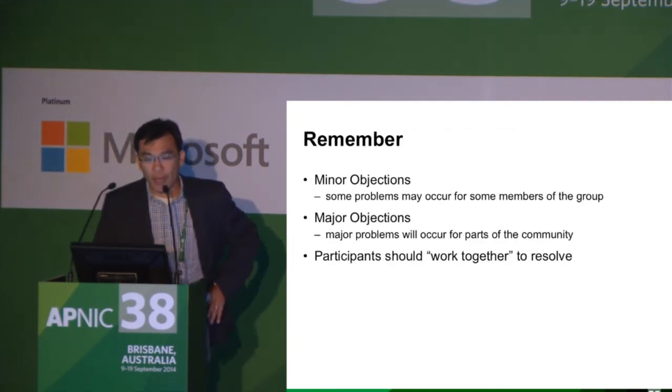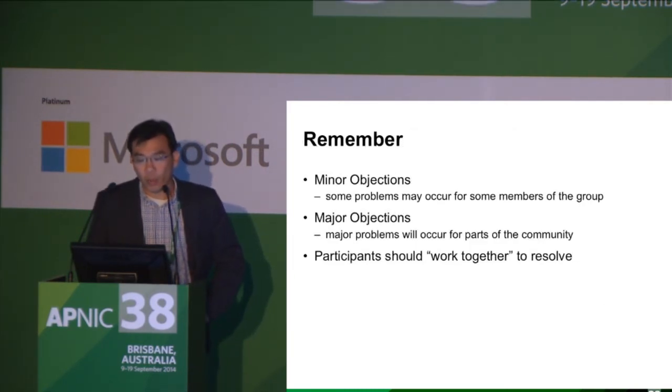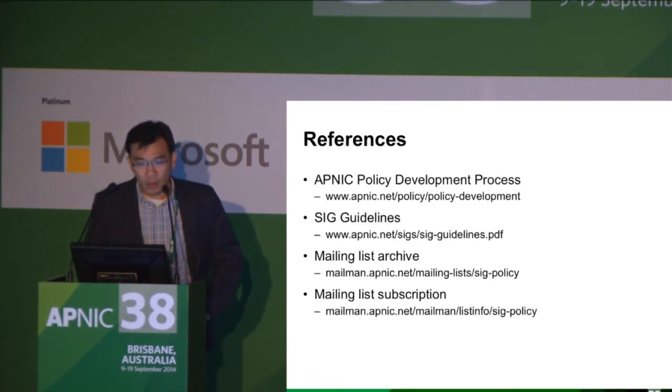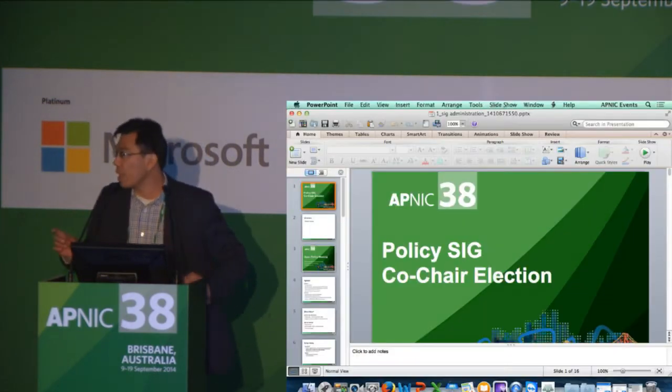Minor objections means some problems may occur for some members of the group, and major objections means major problems will occur for parts of the community. So these are references. That's all for the administration slide. Are there any comments or questions? Okay, let me go to the next one.